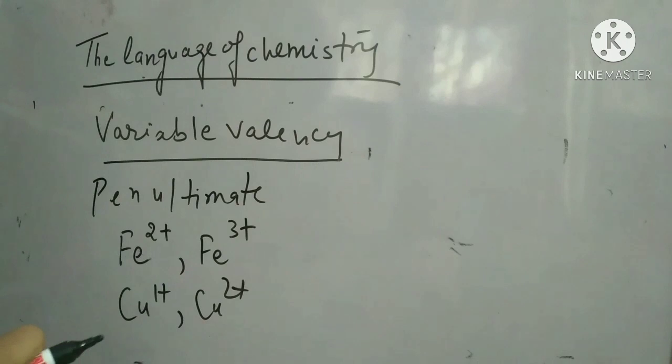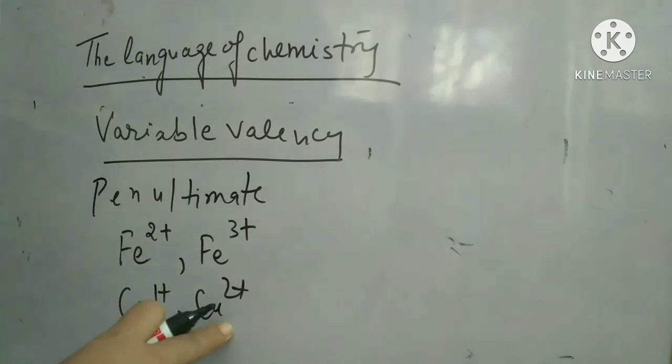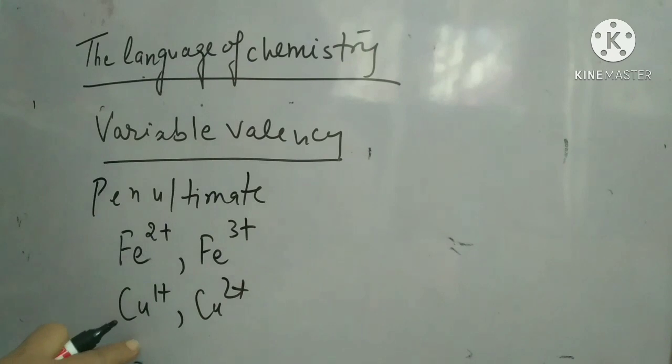In the similar way, in copper, where 1 plus valency is there, so we will be adding the suffix OUS, and here we will be adding the suffix IC. So the name of Cu1 plus is cuprous and the name of Cu2 plus will be cupric.